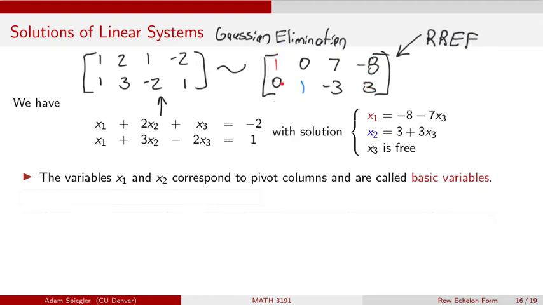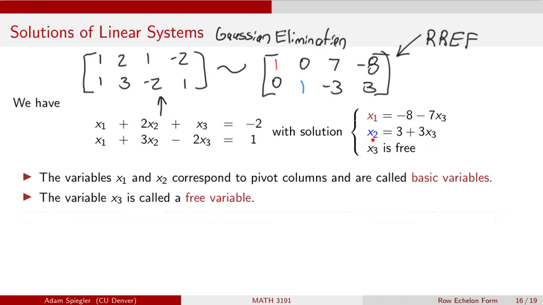So for this first column, the x1 column, we have a pivot. And for the second column, the x2 column, we have a pivot. And for the third column, the x3 column, there is no pivot. So the variables x1 and x2 correspond to pivot columns, and we call these variables basic variables. Whereas variable x3 does not correspond to a pivot column. There's no pivot in this column after we've written it in reduced row echelon form, so we call x3 a free variable.